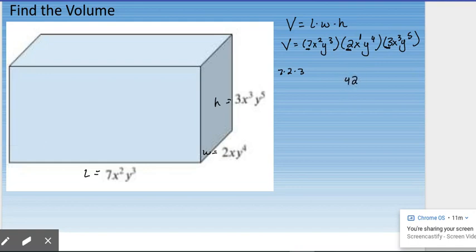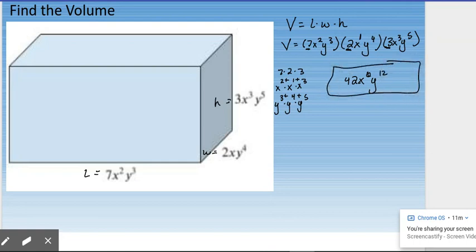So there's my 42. My x's, I have x squared, x to the first, and x to the third. Well, if I'm multiplying all those x's, I'm going to add up those exponents. 2 plus 1 plus 3 is x to the 6. And then my y's, I have y to the third times y to the fourth times y to the fifth. Since I'm multiplying those y's, I'm allowed to add their exponents, and that's going to give me y to the 12th. And there's my volume.